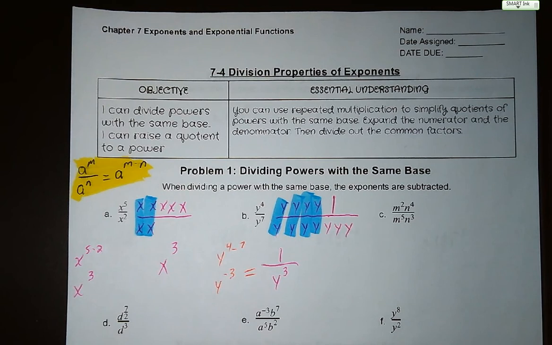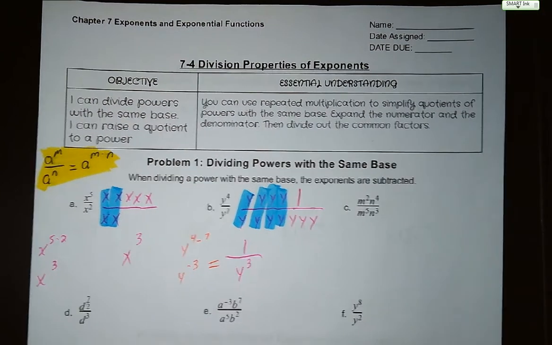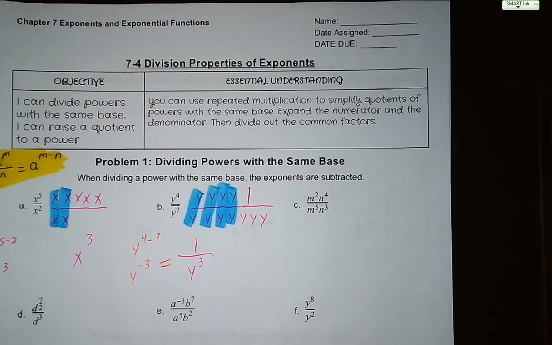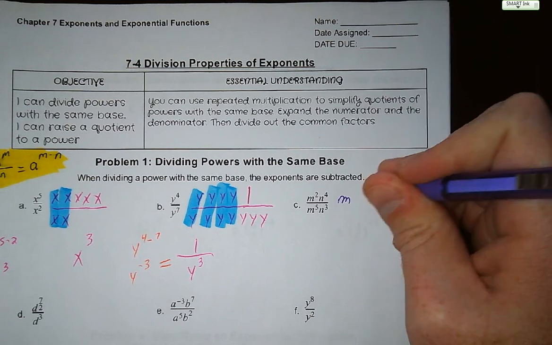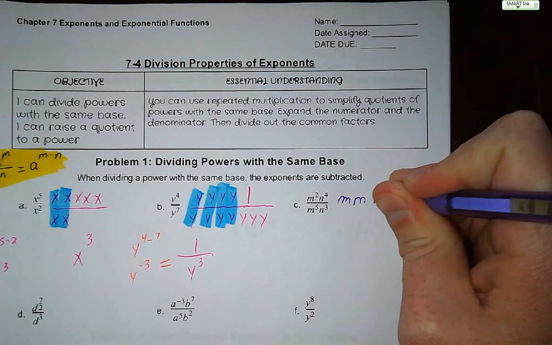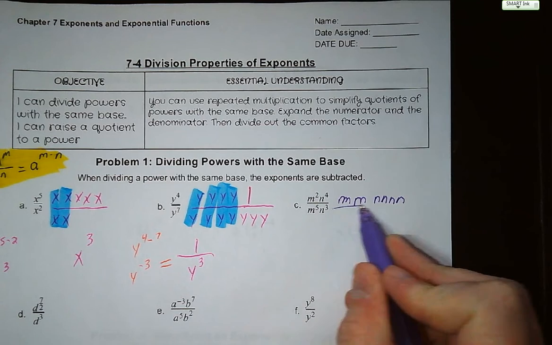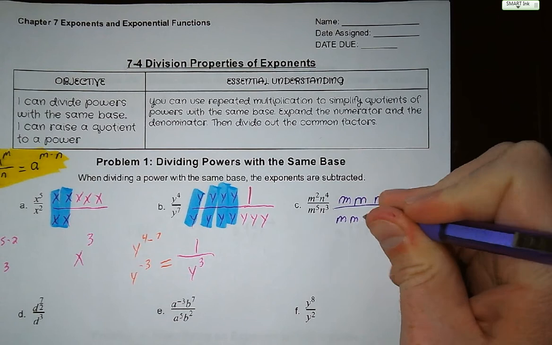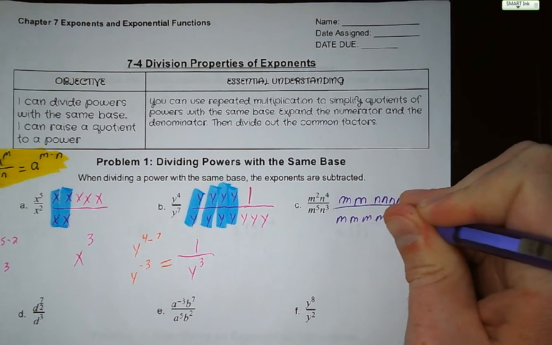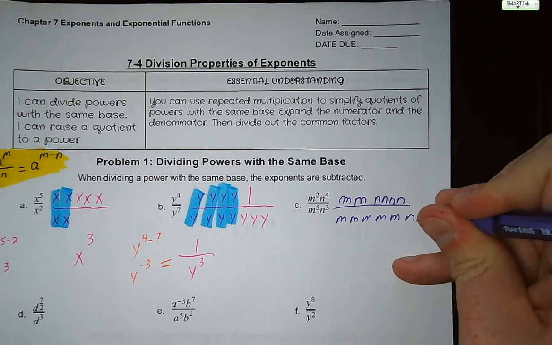All right, now, what about letter C? Letter C is just starting to get a little weird. Now we've got 2 different variables in our numerators and denominators. Can we still do the same thing? And the answer is yes. So we have m squared, n to the 4th, over m to the 5th, n cubed. That's 2 m's and 4 n's on top, and 5 m's and 3 n's on the bottom.